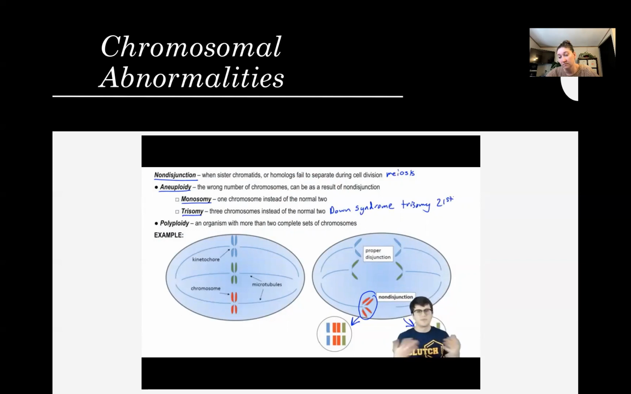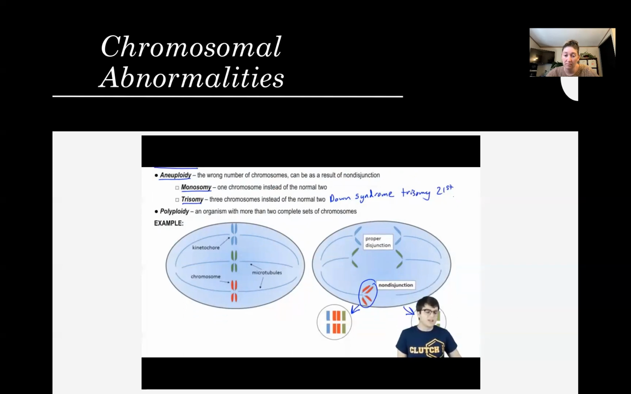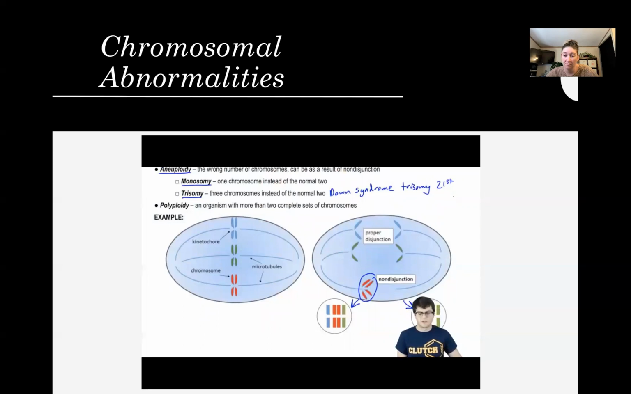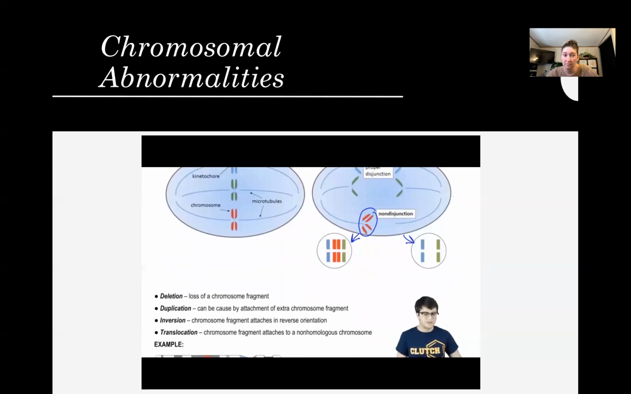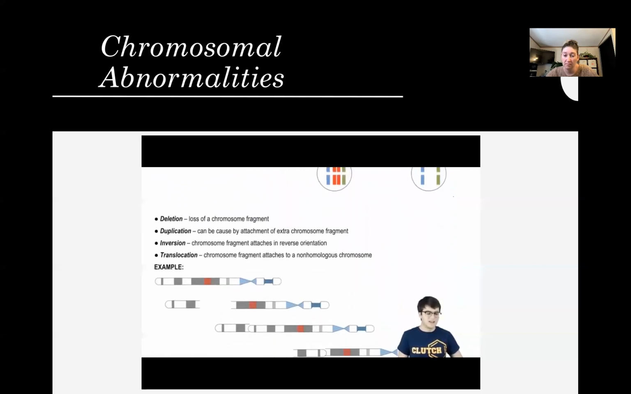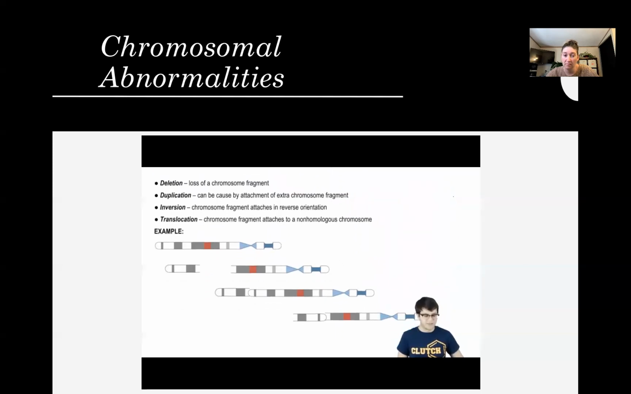And there are a number of symptoms that go along with this. Now, some organisms are polyploid, meaning they have more than 2 complete sets of chromosomes. Plants actually can be triploid or tetraploid, having 3 or 4 complete sets. And plants actually do all right with these extra chromosomes, but it's pretty harmful to humans and other animals. We don't do well if there is an upset in the number of chromosomes we're supposed to have.